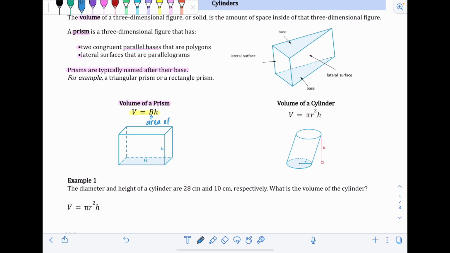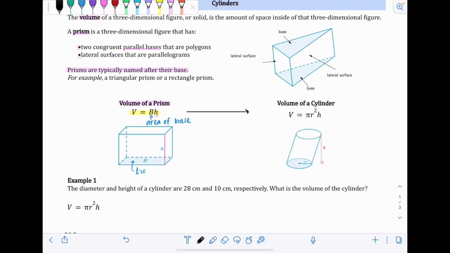So it's important to know that capital B is the area of the base, and how you find that will vary depending on what shape the base is. For example, this base is a rectangle, so you would find the area of that base from length times width, and then after you find that area, you multiply it by the height of the entire prism. You can technically use that same formula for finding the volume of the cylinder over here.